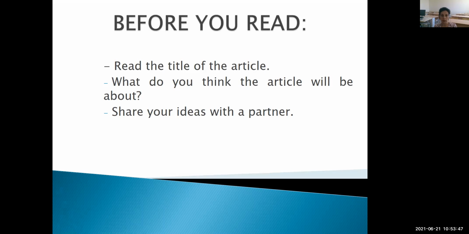Before you read the text, we have already read the title, A Young Blind Whiz. What do you think the article will be about? Share your opinions with your partners, please. You can share your opinion on the Moodle platform by texting me in the chat box, and you can also send some messages. Write your answers as a doc form, upload it, and send it to me.